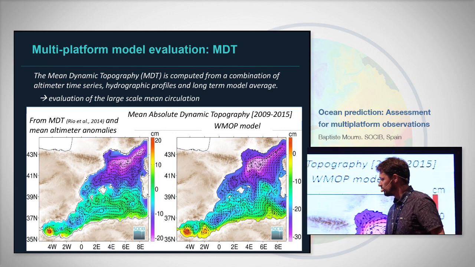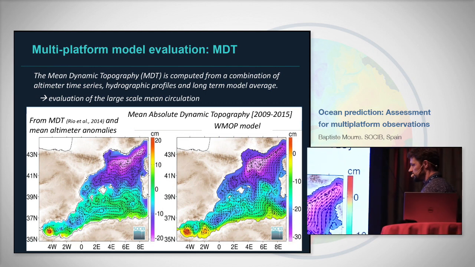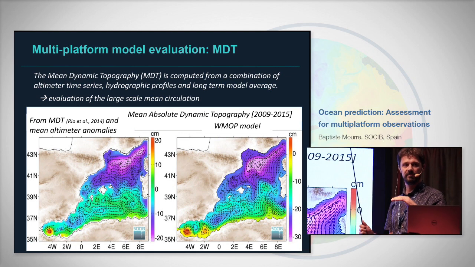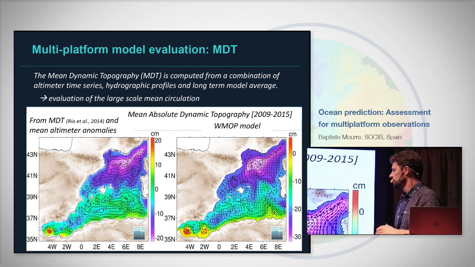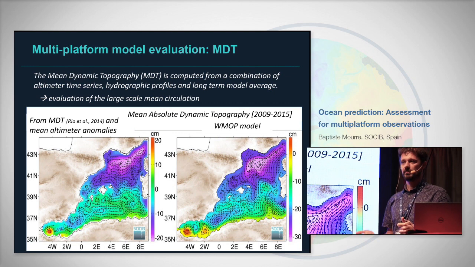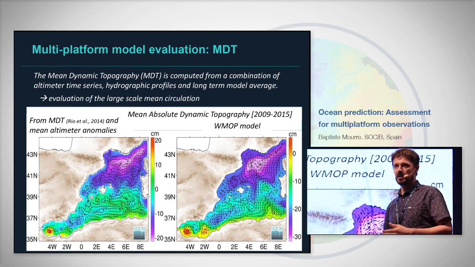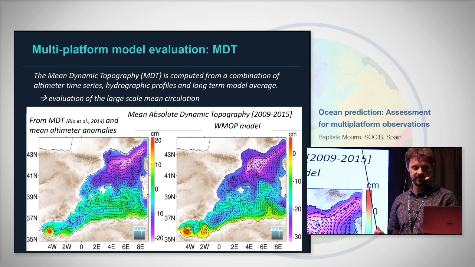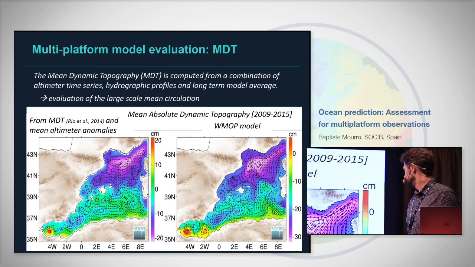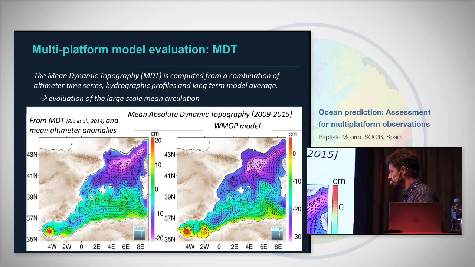Another aspect: if you check the color bar here, you can see that the range is the same, but the mean field is not the same. This is because the reference in your model might not be the same as the one in the MDT. It just depends on how you initialize your model, mainly if you have been careful about this aspect. But what is really important for the dynamics is the gradients you have here.